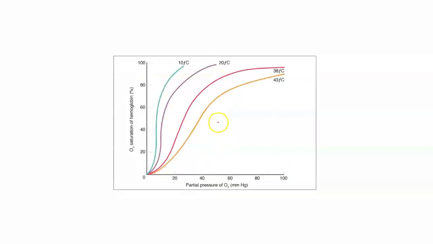Similarly with temperature. Big difference here. Look at this. We come up at the level of the tissues. If the body was 43 degrees Celsius, you would have only close to half of the hemoglobin saturated. Whereas if you lowered that temperature, like in a refrigerator, let's say, hemoglobin's not going to let go of oxygen at all. So the more you warm up the blood, the more hemoglobin is willing to release its oxygen.